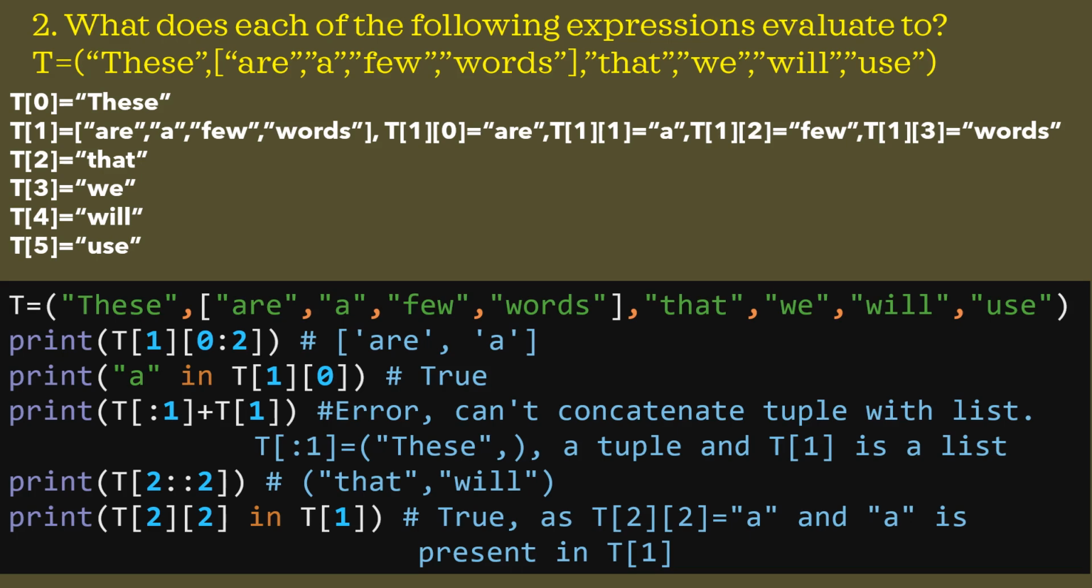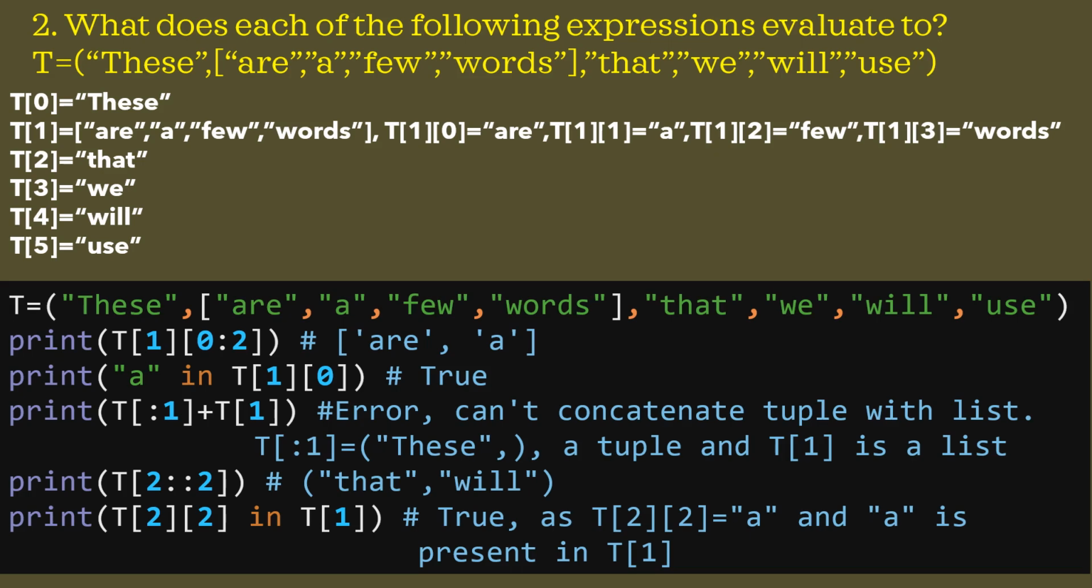Now print A in T of 1, 0. T of 1, 0 means the value present at index number 1 of this tuple, which is the list, and 0 means the string present at index number 0 of this list. So that is "R". R is a string which contains A in it. So the output is true.